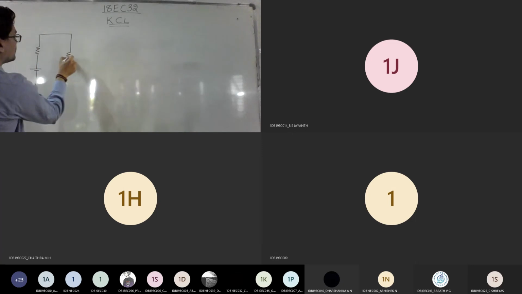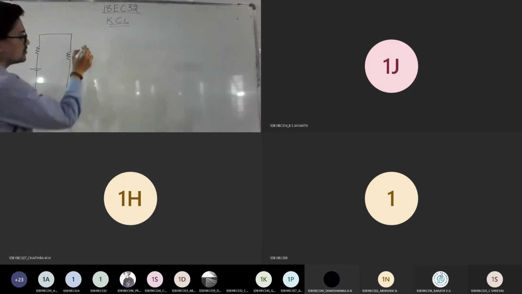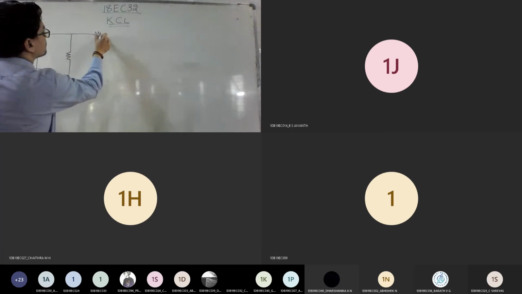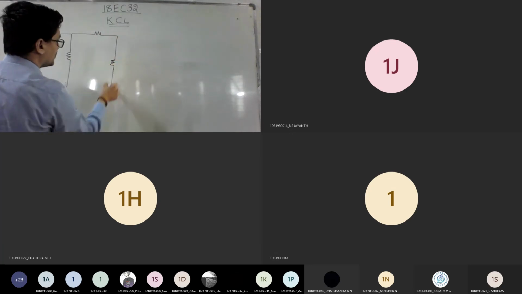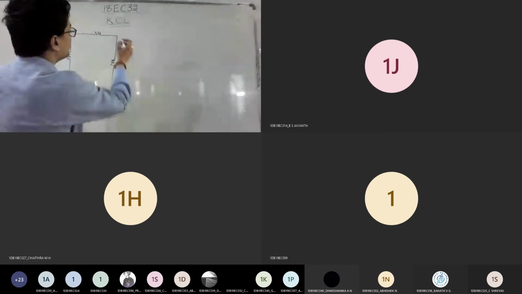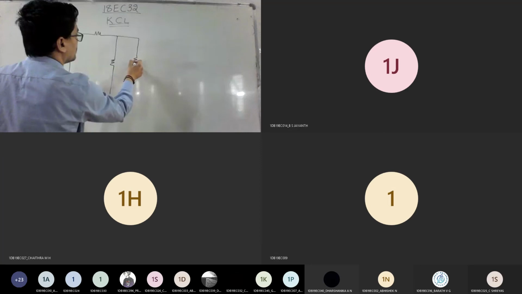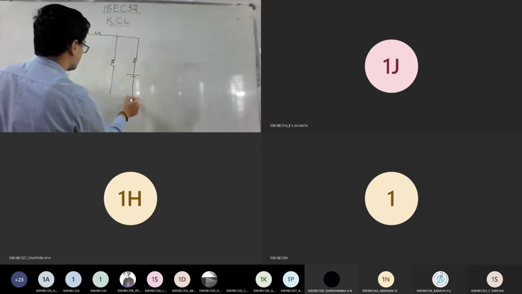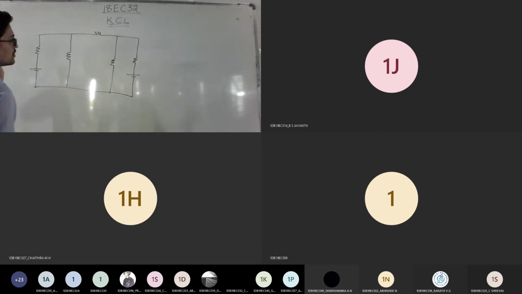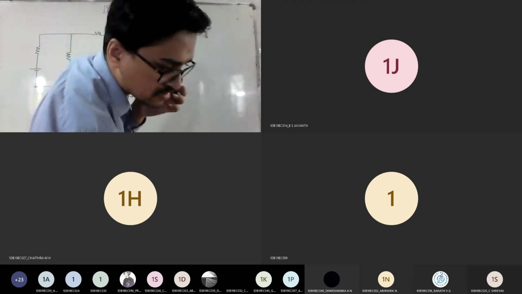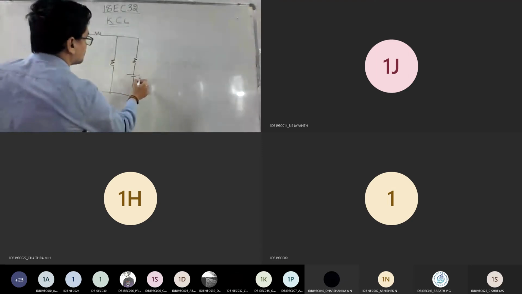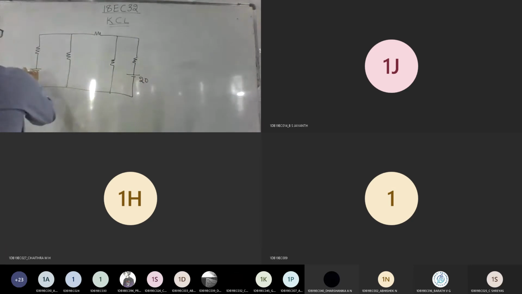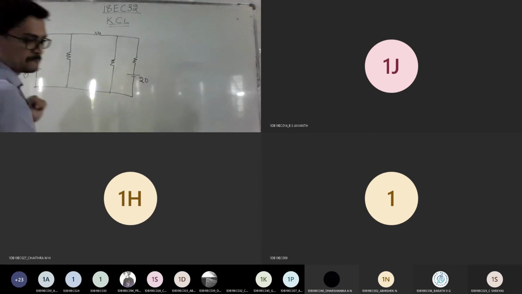So this is the given network. You can solve this problem in 2 ways. I will teach both methods. Whichever you feel comfortable with, go with that. So let me write the values 15 and 20. Is it visible, what I am writing?